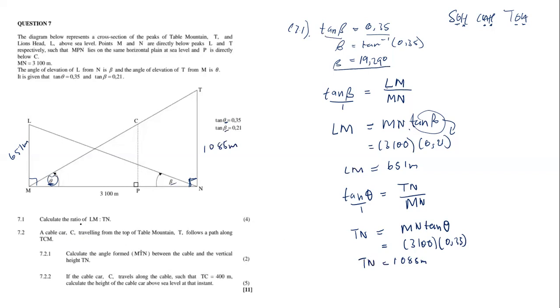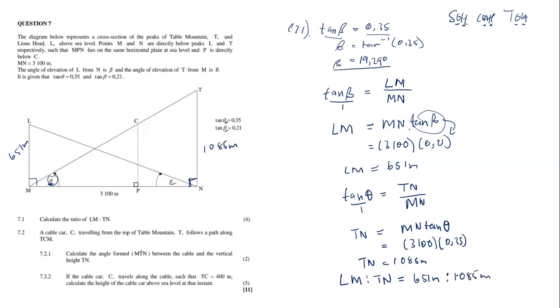Now let us calculate the ratio of Lm is to Tn. It is provided to be equal to how much? What is the magnitude of Lm? We have determined that Lm is 651 meters, is to what is the magnitude of Tn? It's 1,085 meters.